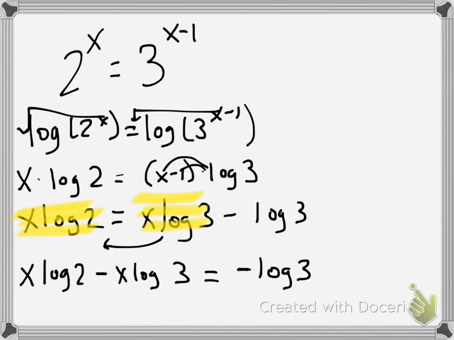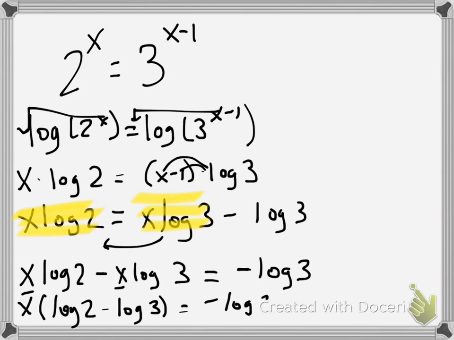I can't really combine these two terms because one has a log 2, one has a log 3. And we can't really subtract logs the way we subtract regular numbers. Instead, I notice that they each have an x, so we can treat that as a GCF and factor it out. And that's the key. Because now I have x times this really weird-looking number, log 2 minus log 3, equals negative log 3. I'm just going to divide out by that weird-looking number of log 2 minus log 3.